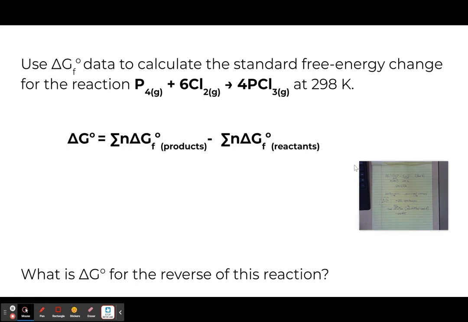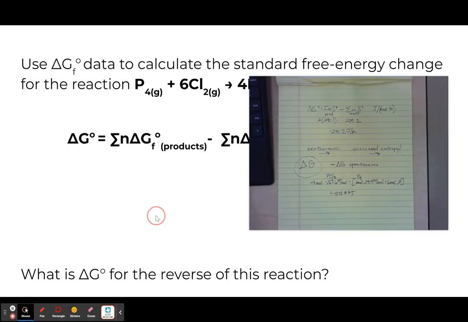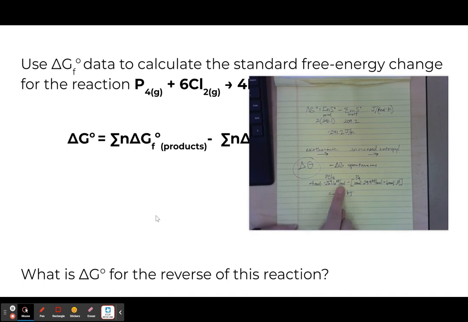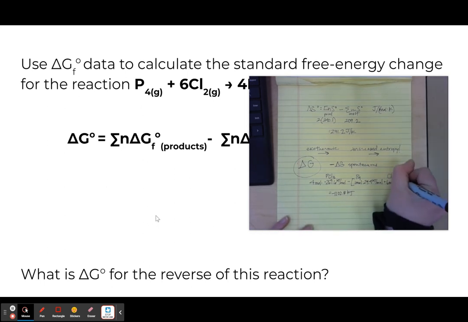Great. So I hope you got the same answers I did. Let's make this bigger so you can see my work. So what I've done here is I took my product, the PCl3, we have 4 moles. I multiplied by our negative 269.6, and then I summed my reactants. So we have a delta G of 24.4 down here for the P4. And then this is Cl2, which is an element in its standard state. So that ends up being 0.